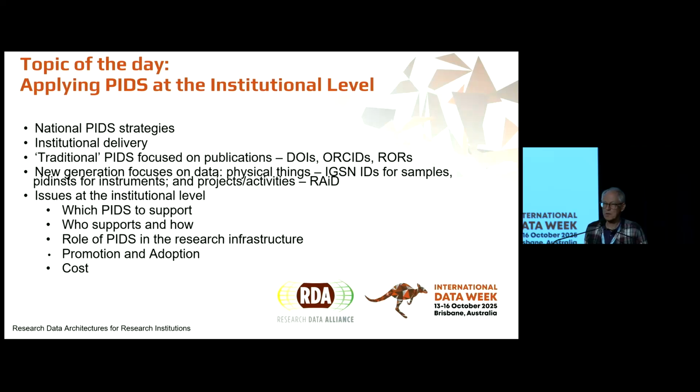Things to think about include the traditional PIDs, really DOIs, ORCIDs, ROARs, were really coming out of a publication-centric worldview. The new generation of PIDs have a focus more on data and physical things, so IGSNs, PIDinst, and RAID. So that has implications for delivery, among other things, at the institutional level.